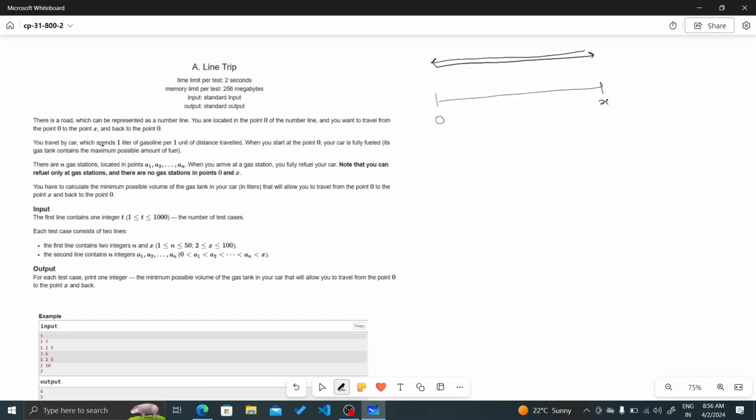You travel by car which spends 1 liter of gasoline per 1 unit of distance traveled. When you start at point 0, your car is fully fueled. Its gas tank contains the maximum possible amount of fuel. So at the starting position, your gas tank is full, and it consumes 1 gasoline per 1 unit distance.